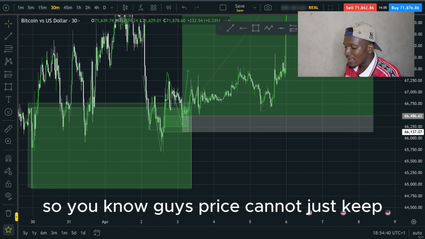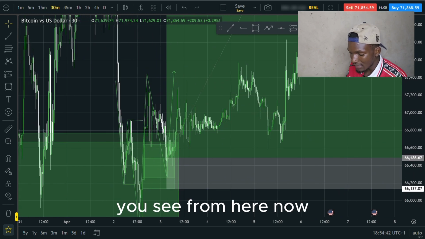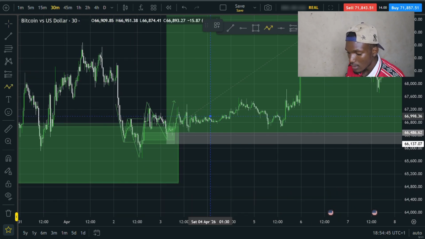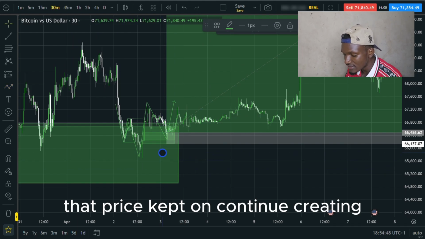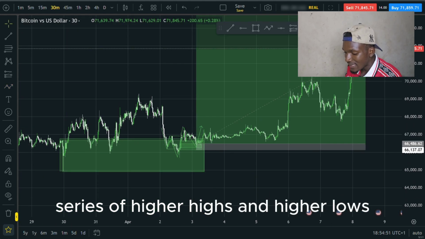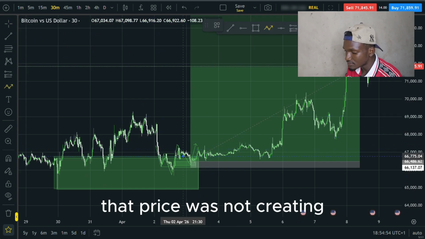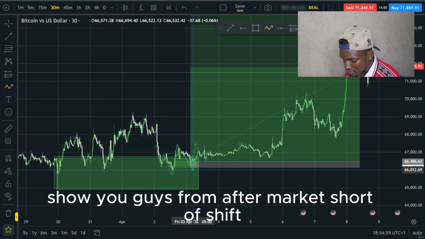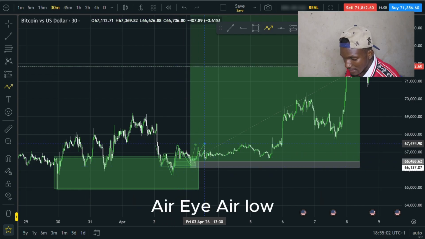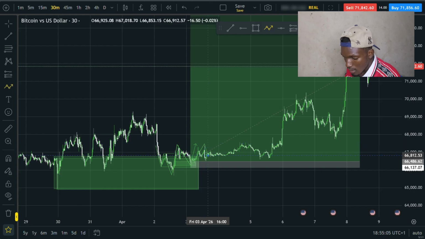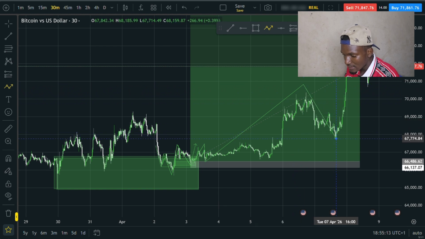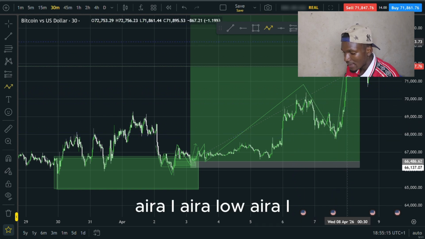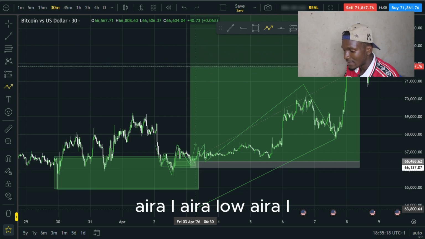So guys, price cannot just keep going. From here you can see the series of higher highs and higher lows that price kept creating. Let me show you guys, after the market structure shift: higher high, higher low, higher high, higher low, then higher high, higher low, higher high.